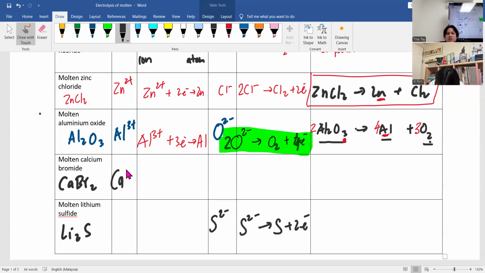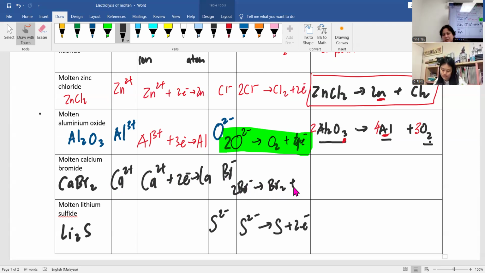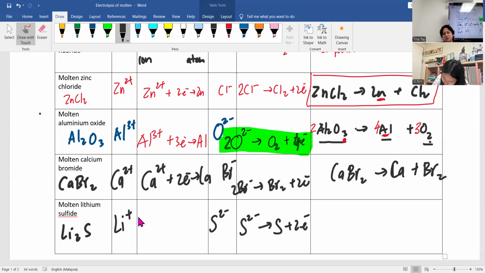So J, can you check your answers? Ca2 plus 2e becomes Ca. Br negative becomes, this one you did correct, right? This one, CaBr2 becomes Ca plus Br2. Correct? Okay. Now this one, you got it almost correct. This one correct.